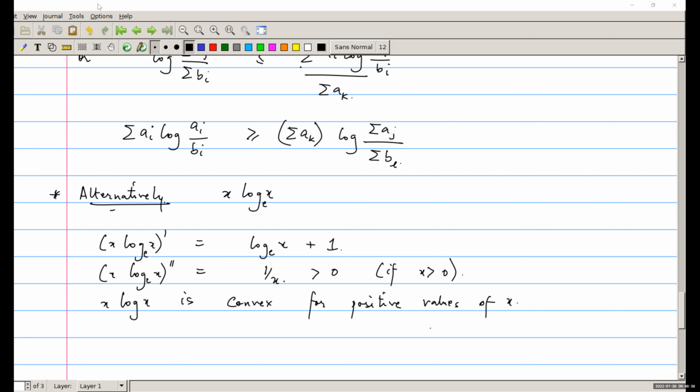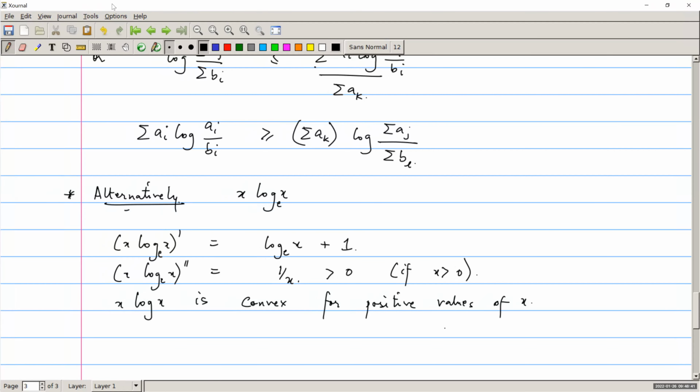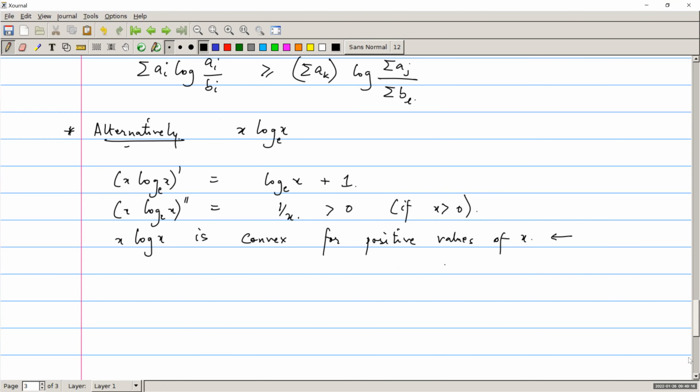But is this okay? So when we look at just positive values of x, x log x happens to be convex. Try to use this with Jensen's inequality to show the log sum inequality. We'll leave this for homework because I think your textbook actually uses this approach. But you can do it many different ways. So does that make sense?